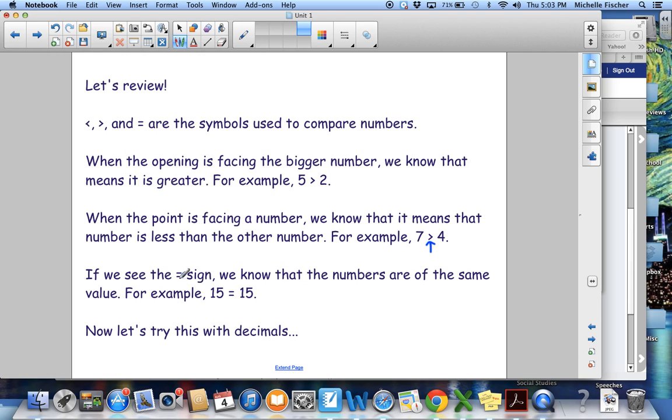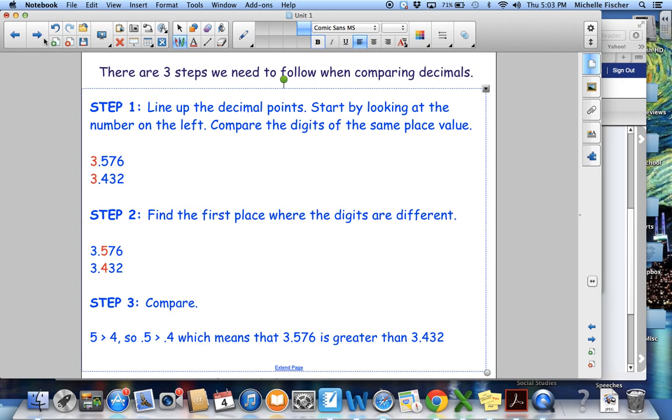If we see the equal sign, we know that the numbers are of the same value. So for example, 15 equals 15. So whenever you see the same number on both sides of the equation, or of the numbers that you're comparing, you know that they're going to be equal. So let's try this now with decimals.